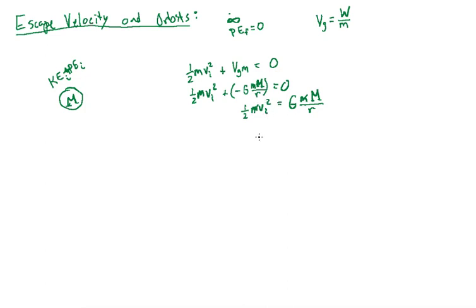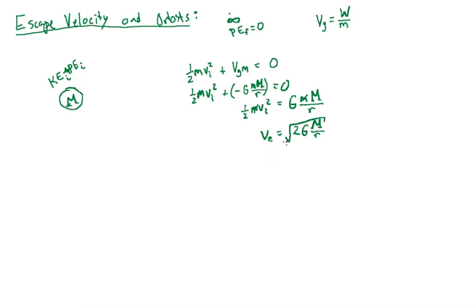So maybe we should change the name to V_E at this point. V escape is going to equal 2G big M, the mass of your planet, over R, and then all of that square rooted. And that would be our escape velocity, square root of 2GM over R. So that right there gives you basically what you'd have to do to get this.